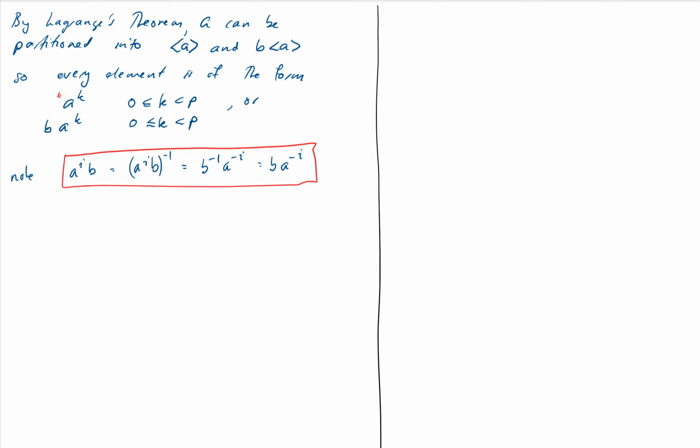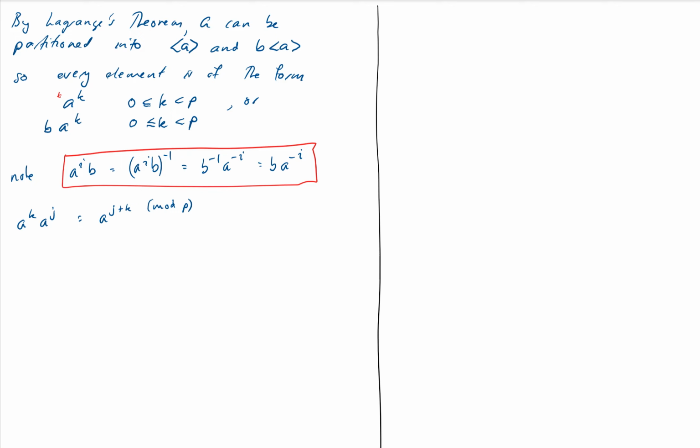So A to the K times A to the J is just equal to A to the J plus K mod P, which is well defined. So this is exactly what we'd expect. We expect that when we multiply rotations together, we get cyclic properties, and this is exactly what we see here.